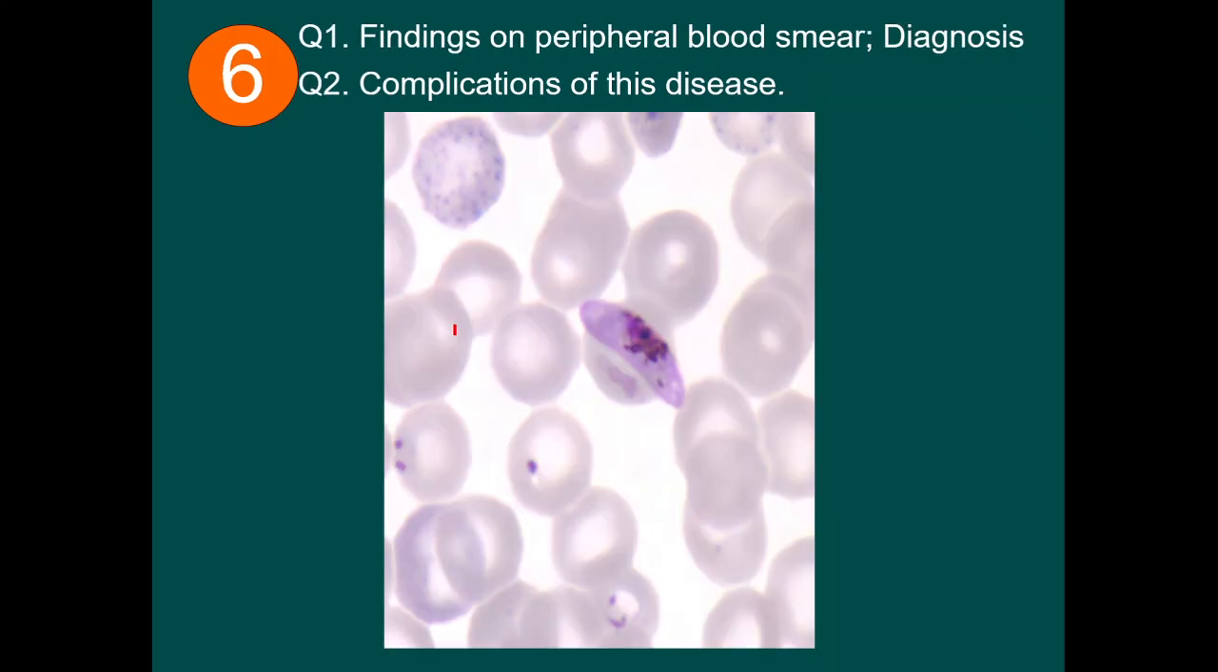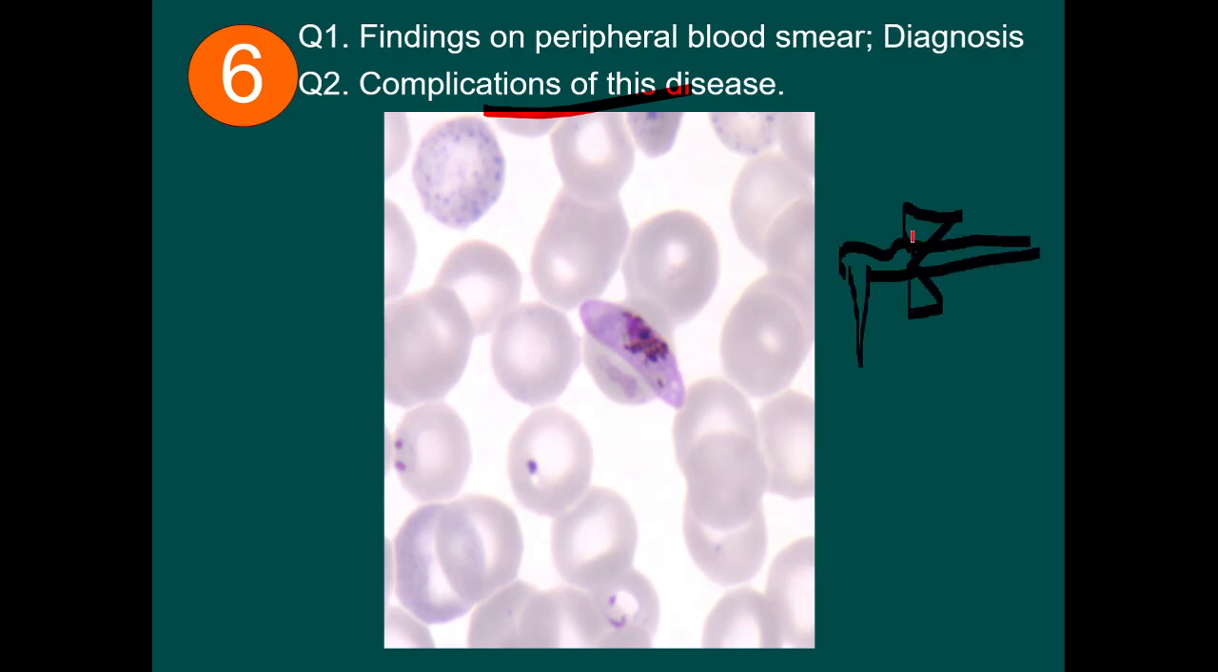Another blood smear. Sixth question. What is the finding? What are the complications of this disease? This image is taken from Harrison only, the previous editions. I don't know whether it is given in the latest edition or not. It is in the previous editions, the banana shaped one. Complications of the disease. The disease spreads through mosquito.